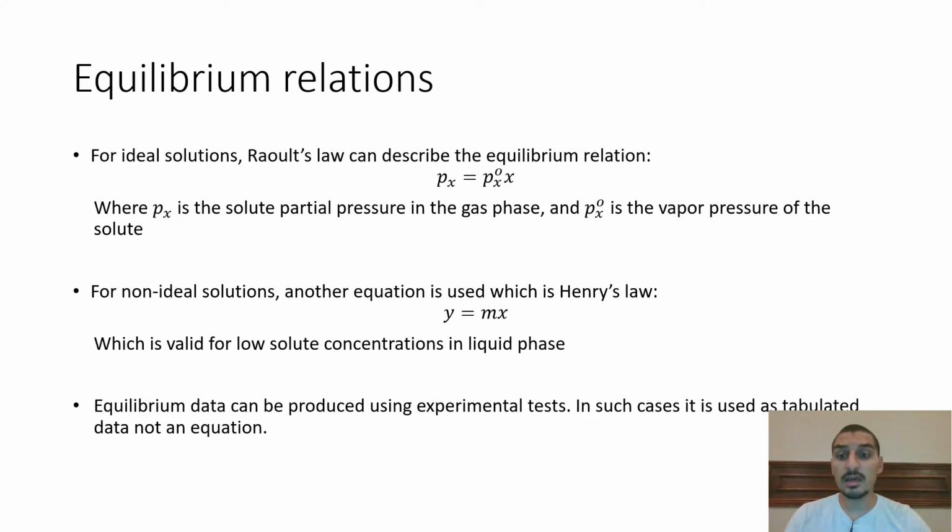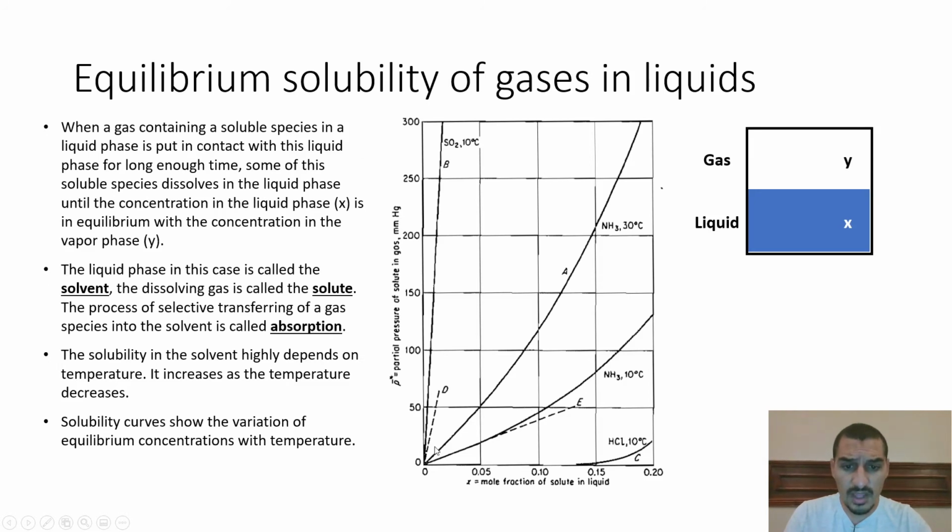For non-ideal solutions, we can use Henry's law, which is Y equals M multiplied by X. It's usually H, but in the case of absorption, they like to put it as M, but it's the same thing. Henry's law is used at very low solute concentrations in the liquid phase. These two equations are straight line equations, and this is what we see here: for a small mole fraction in the liquid phase, this part is a straight line, this is a straight line, this is almost a straight line, and this is a straight line. So we can use the straight line equations in the case of very low solubility in the liquid phase.